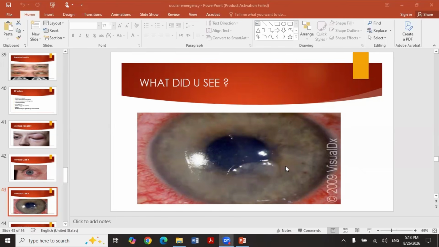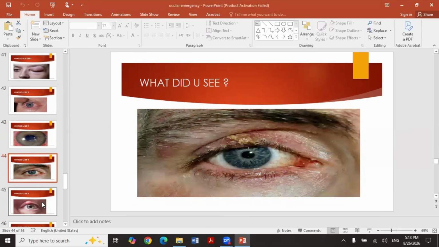This is another case of corneal abrasion. Here the epithelium is sloughing, and you can see the injected eye. And here also we should patch the eye and have the patient come next day to the eye clinic. Okay.